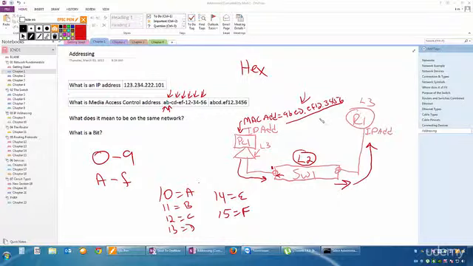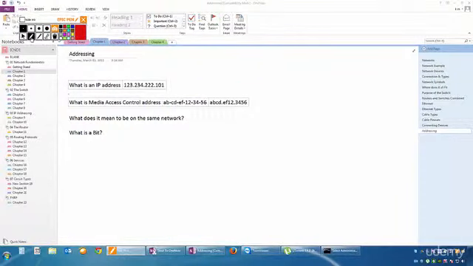Interesting. But this is what happens. And trust me, we'll get more and more deep in this. But this is the basics for right now. So that means we have two major components. We have an IP address, and we have a MAC address.